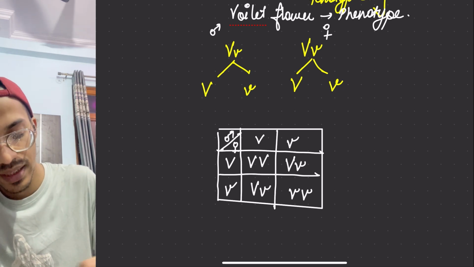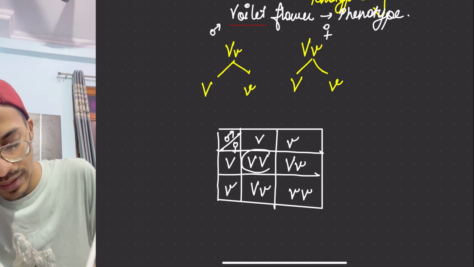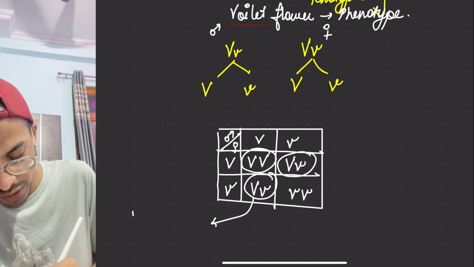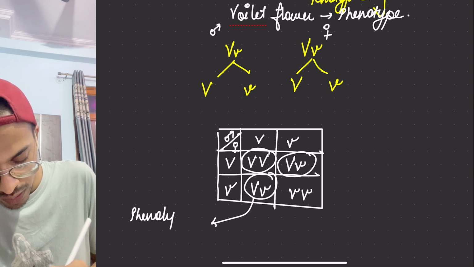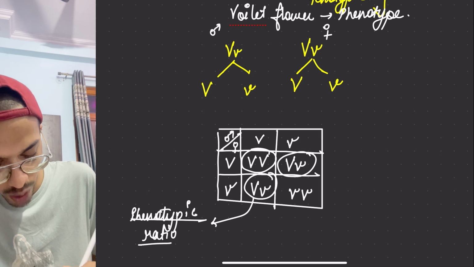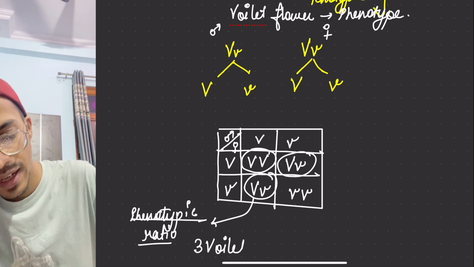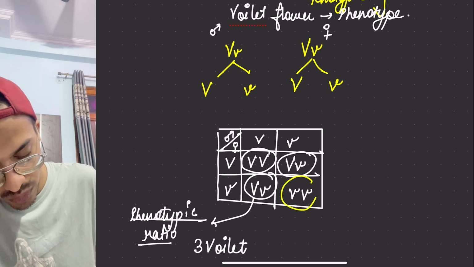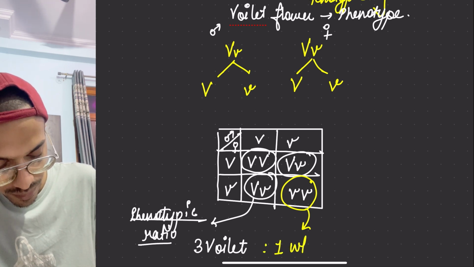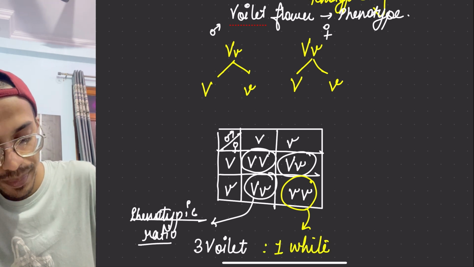Now first we have to see the phenotype. The phenotypic ratio means: three plants would be violet, whereas this is the only plant which has the recessive trait. So the ratio is 3 violet to 1 white. Then comes the genotypic ratio.